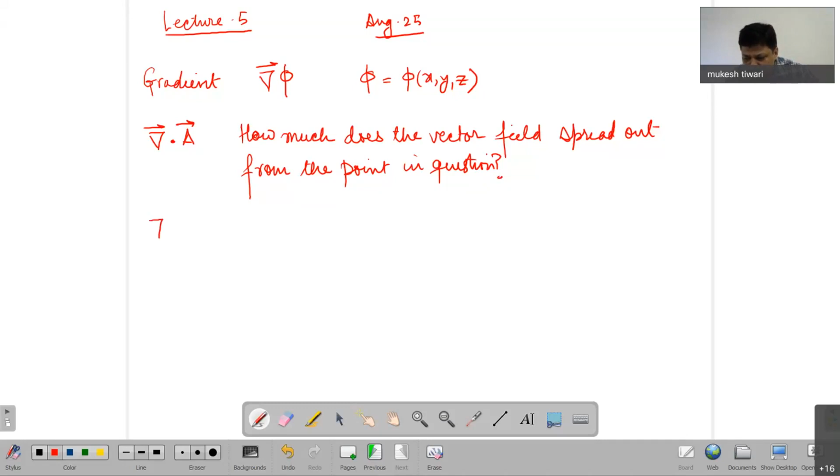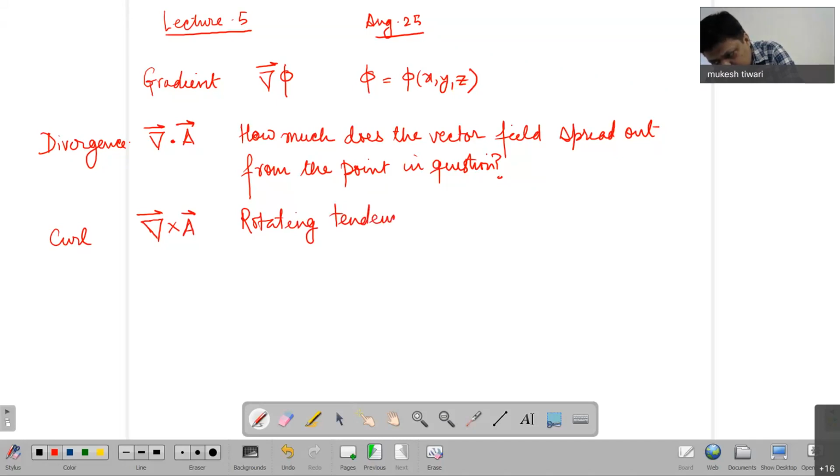So this is gradient, this is divergence. And then we have curl. What the curl does is it tells you about the rotating tendency of the vector field. And while doing all these things, I've also talked about what it means if the divergence is greater than 0, if it is smaller than 0, and if it is equal to 0, what kind of characteristic it predicts. And same with curl, the positive and negative, what kind of rotation it is telling you about.